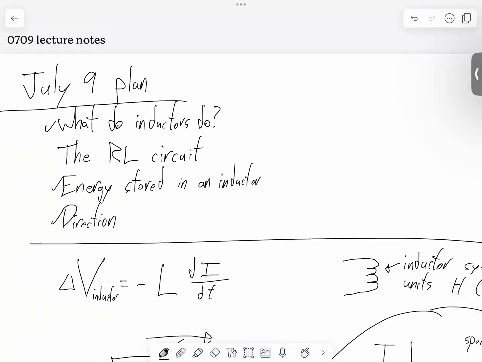The directionality of the applied and the directionality of the reaction field is what I said is correct. It just won't beat the applied field. We have attacked the RL circuit.